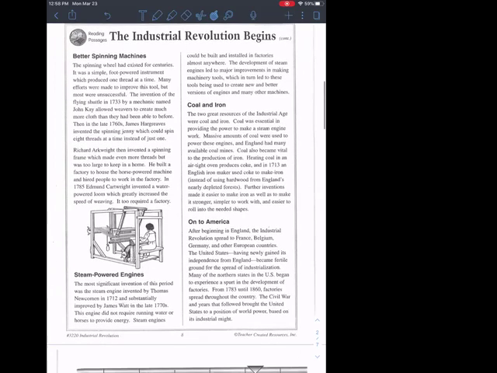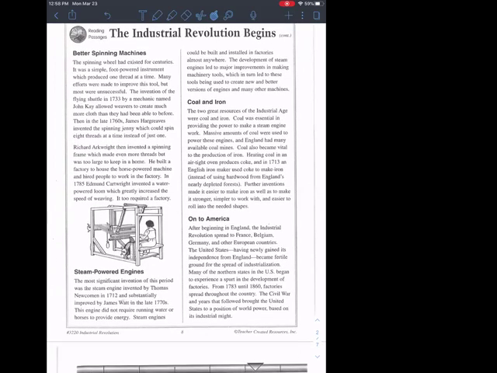All right, the Industrial Revolution begins, continued. So now we are on better spinning machines. The spinning wheel had existed for centuries. It was a simple foot-powered instrument which produced one thread at a time. Many efforts were made to improve this tool, but most were unsuccessful.